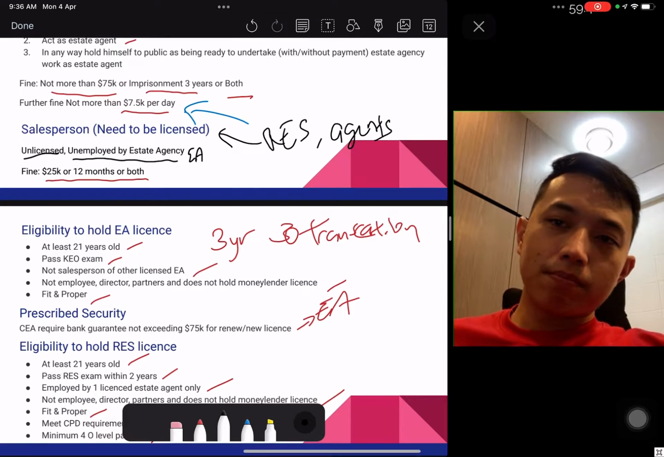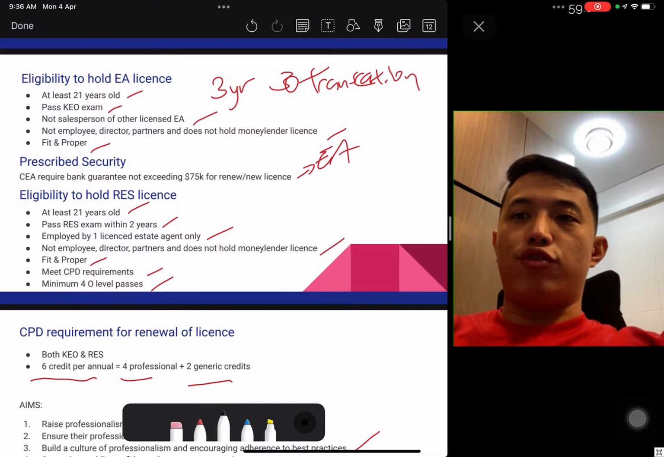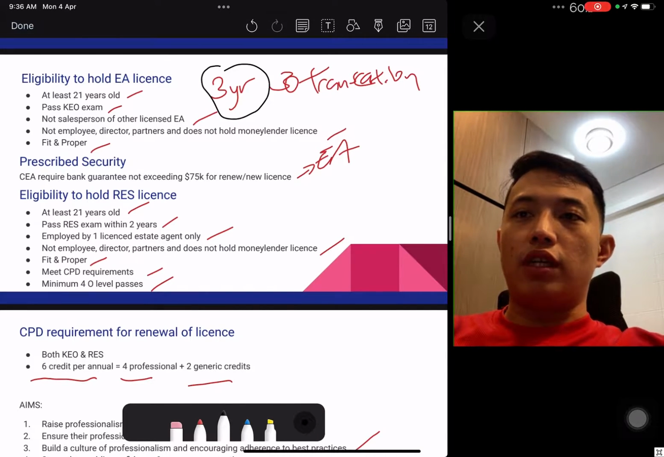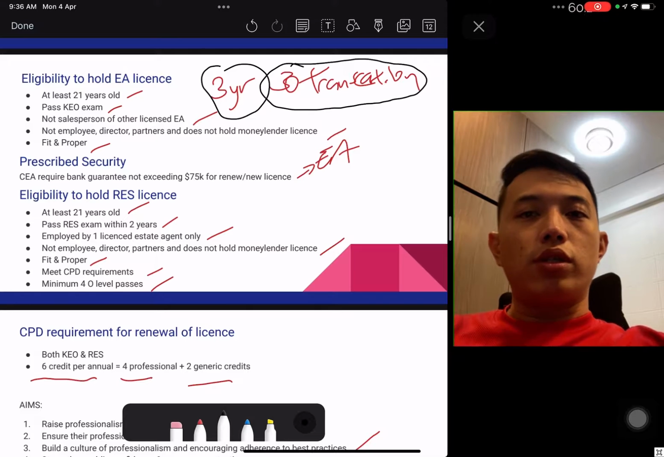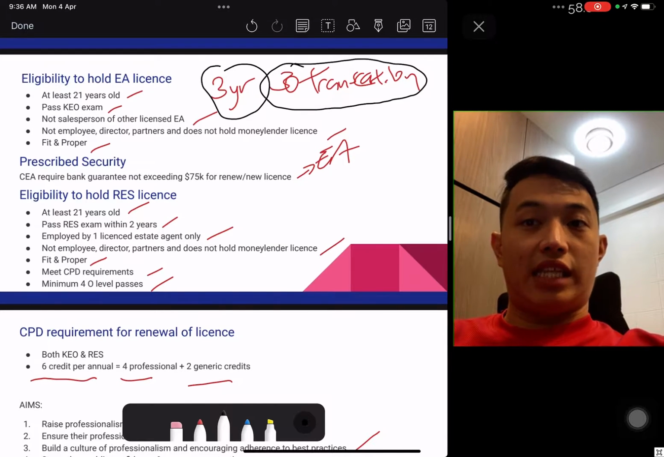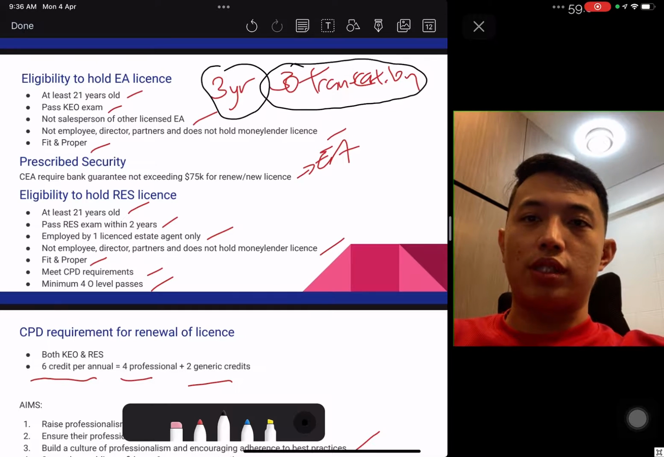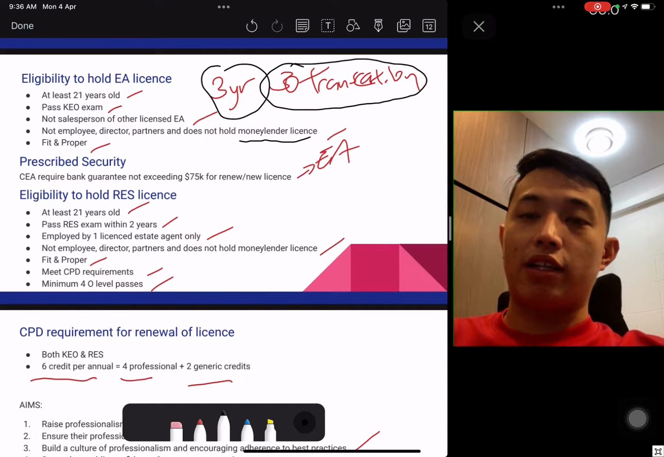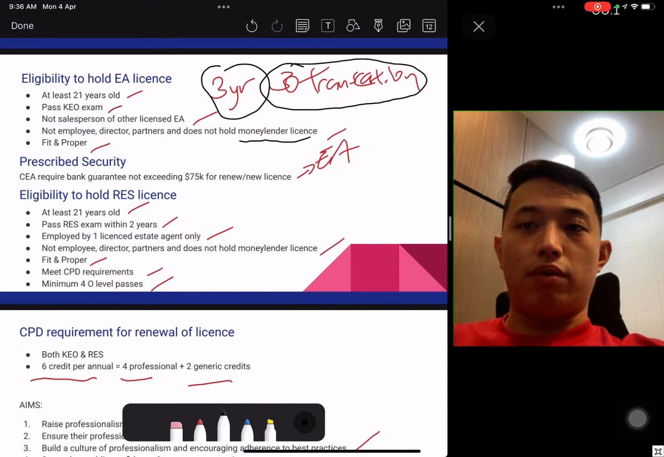Okay, so for the EA license, firstly you need to have 3 years of experience with 30 transactions in the last 3 years. You need to be 21 years old. You have passed your KEO exam within the last 2 years. You're not an EA or RES of other agencies. Most important, you are also not related to a money lender license. You are not working for them, as partner, director, or in any way related. And lastly, you must be fit and proper.